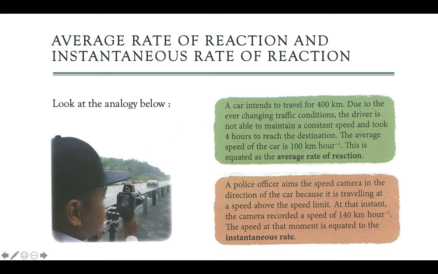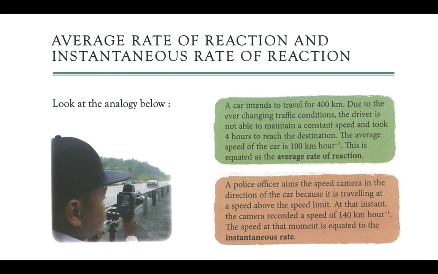So macam tu lah, average rate of reaction ni kita tengok based on the total, keseluruhan dia. Total distance travel is 400 km and then divided with the total time taken is 4 hours. So dapatlah calculate dia punya speed ataupun dia punya rate of reaction, which is 100 km per hour. Okay, so itu adalah average rate of reaction.